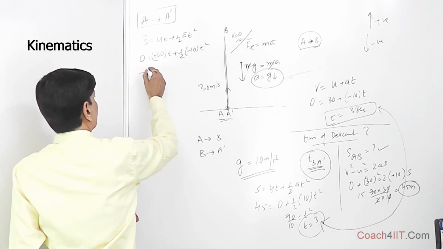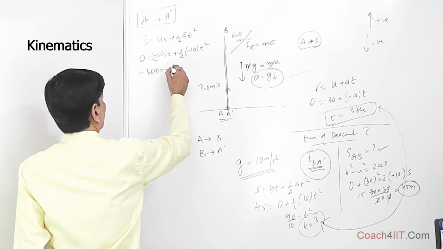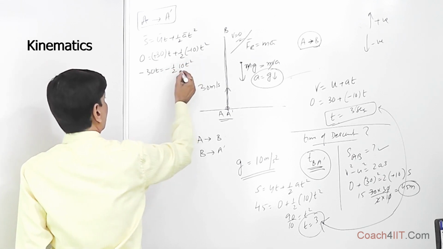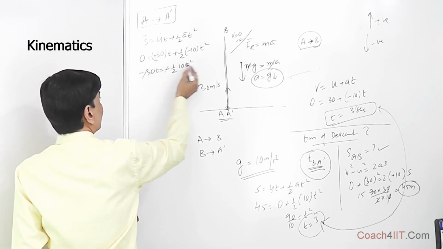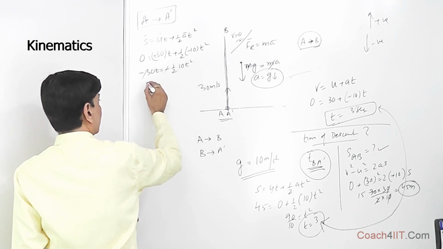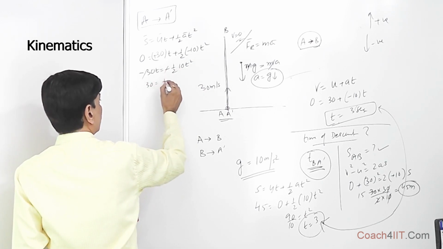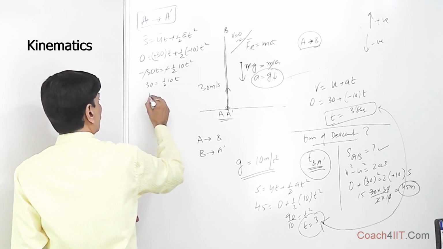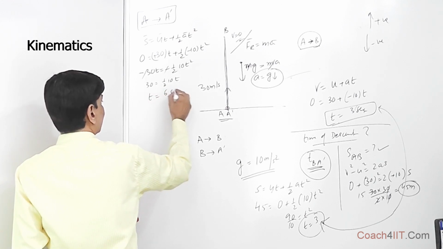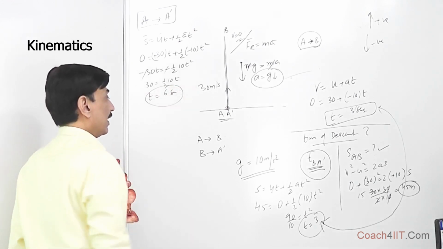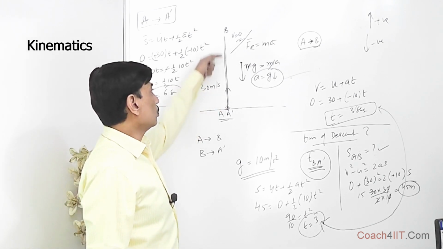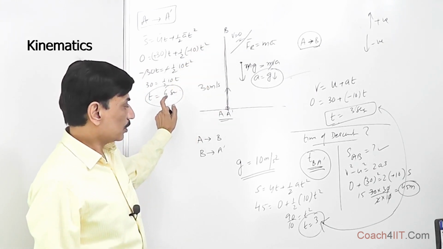So if we solve it, this comes out to minus 30t is equal to minus half 10t square. Minus minus goes off, and because t is not equal to 0, we can cancel t. So that comes out to be 30 is equal to half 10t. So t comes out to be 6 seconds. That is the total time of flight, the total time it is going to take to go up and come down. This comes out to 6 seconds only.